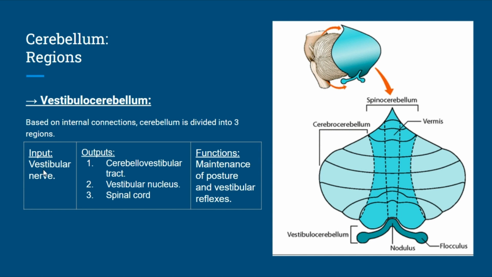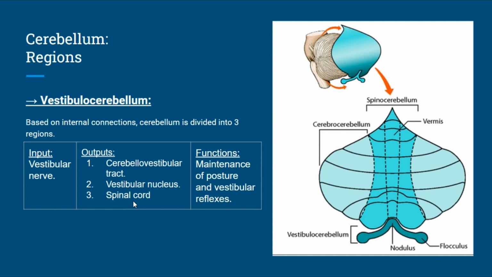It receives its input from the vestibular nerve. So the afferent input coming into the vestibulocerebellum is through the vestibular nerve. The output is through the cerebellovestibular tract, the vestibular nucleus, and the spinal cord, because the basic function of the cerebellum is to modify the input that it's receiving, so it's translated back to the different regions of the brain. It modifies and sends it out.